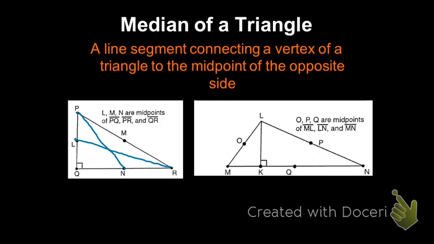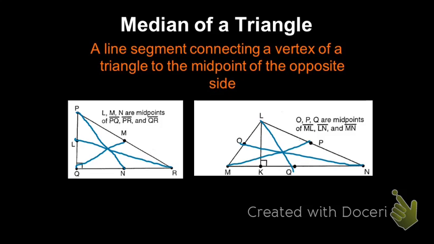Or R to L would be another example of a median. Or Q to M would be another example of a median. Those are all 3 examples because each starts at the vertex and hits the midpoint of the opposite side. In the other triangle, we could draw MP, that would be a median, LQ, and NO.